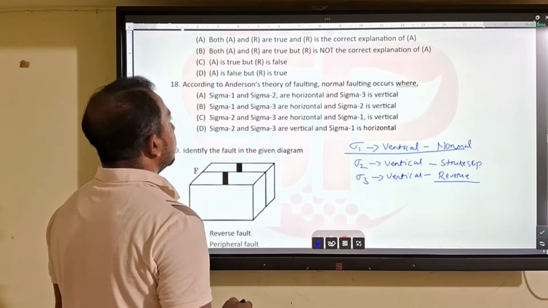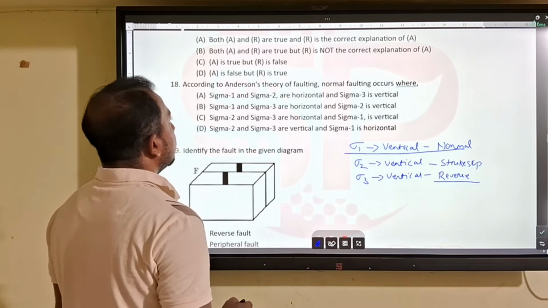So let's analyze the options. Sigma 1 and sigma 2 horizontal, sigma 3 vertical, is the case of a reverse fault. Sigma 1 and sigma 3 horizontal, sigma 2 vertical, is the case of a strike slip fault. Sigma 2 and sigma 3 horizontal, sigma 1 vertical, is the case of a normal fault. So C will be the answer.